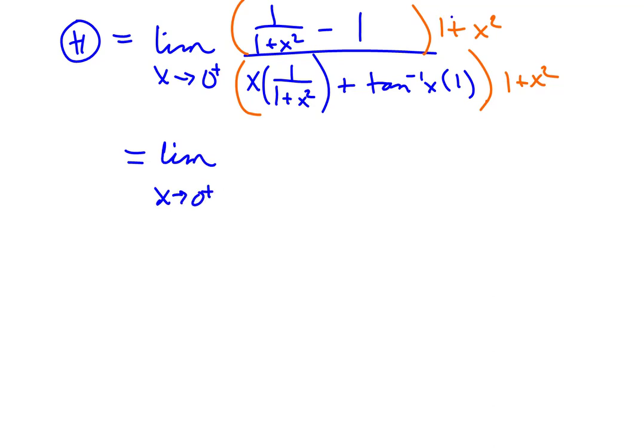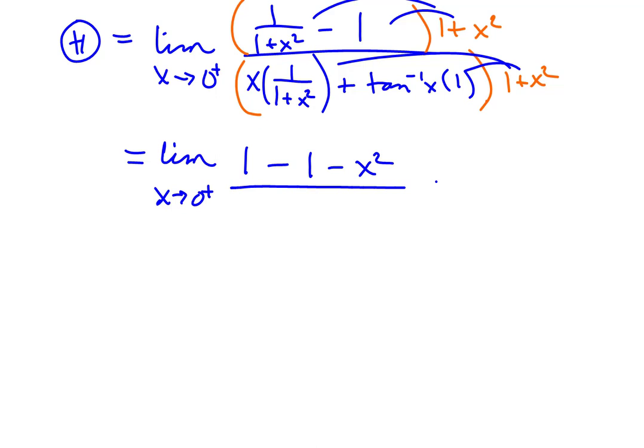If I distribute this 1 plus x squared into all these terms, I'll end up with 1 minus, and then 1 minus x squared. Be careful on the signs of that. Really, it'd be the plus, but in parentheses, this negative would be distributed over, and it'd really then be a minus. So 1 minus x squared in the numerator. In the denominator, we'll end up with x plus tangent inverse of x times 1 plus x squared.